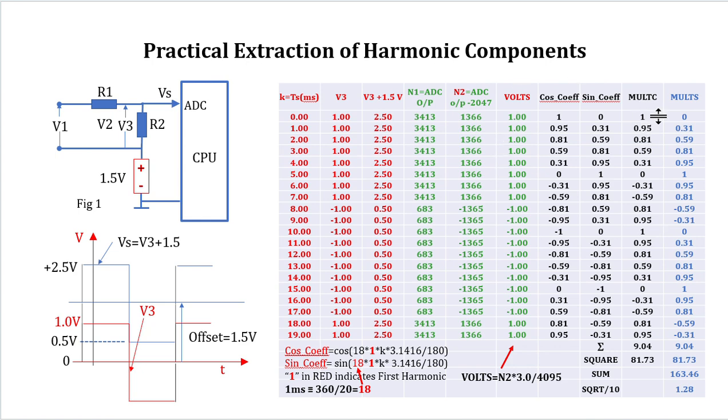So you have mult-C. C stands for cosine, S stands for sine. So you are multiplying with the coefficients. What are you multiplying? The signal. You are multiplying the signal sample with the cos coefficient and storing it in mult-C. You are multiplying the signal sample by the sine coefficient and storing it here in mult-S. So like this, you complete right up to this point.